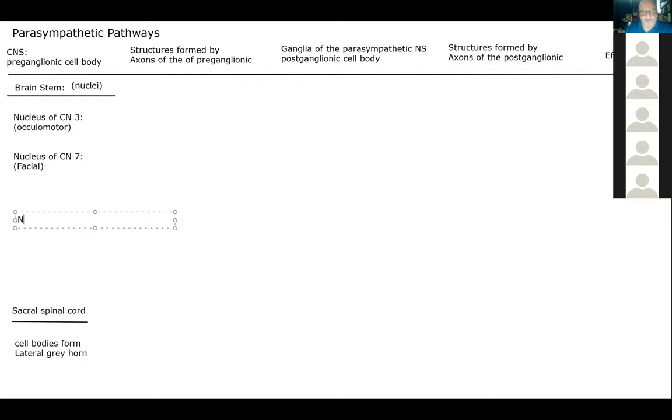And the third is the nucleus of cranial nerve 9. And someone remind me what that is again? Glossopharyngeal. Excellent. Someone's been studying their cranial nerves. Excellent, excellent. I love to hear that. Spectacular. And here's where things get really easy. If the cell bodies are located in the nuclei of these cranial nerves, guess what their axons form?